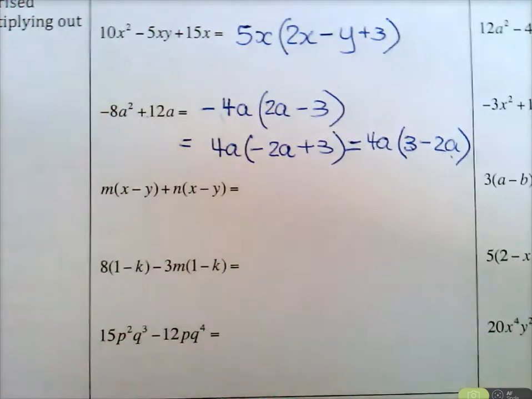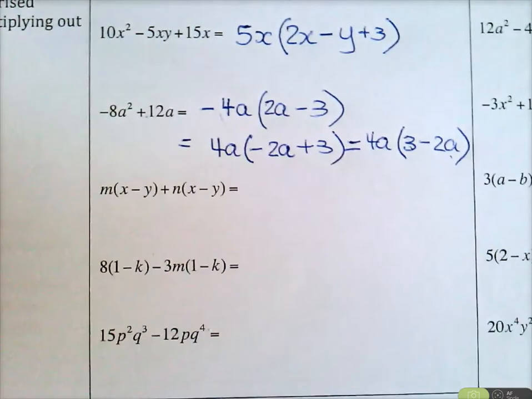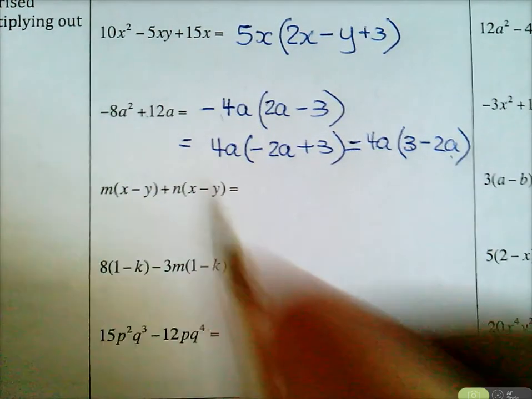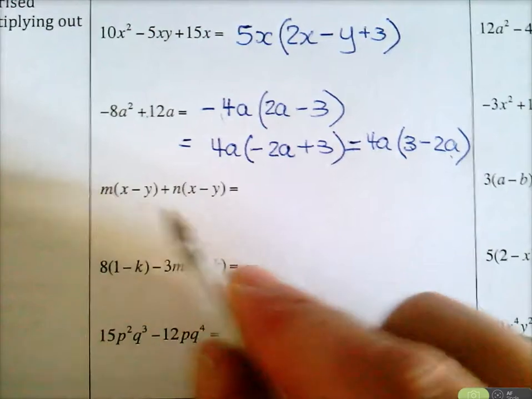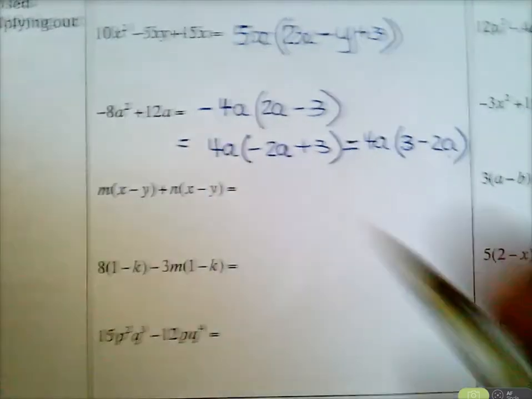Now sometimes what you're going to pull out to the front is a whole bracket. So this means m times (x minus y) plus n times (x minus y).